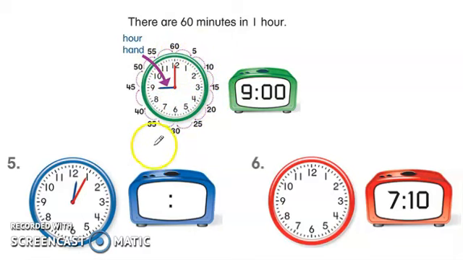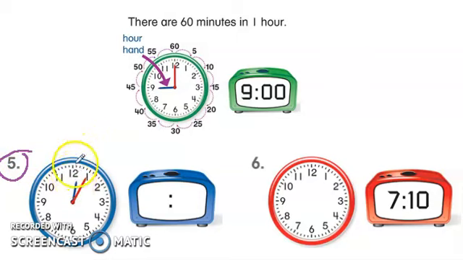So let's try to figure out some of the exercises together. Let's do number 6 first. For this one, we are going to look at the hour hand and then the minute hand. That's how we read time. That's one way to read time.